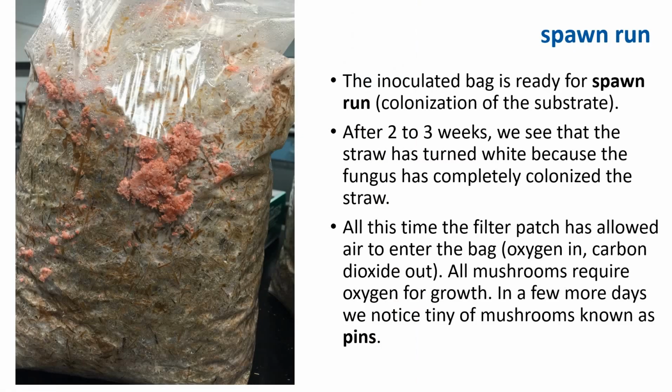So the inoculated bags are ready for spawn run, which is the colonization of the substrate. We're going to do this at room temperature, so about one to two weeks, depending on how warm it is. Around 75 to 80 degrees, the oyster grows really well. You see that the straw has turned white because the fungus has completely colonized the straw.